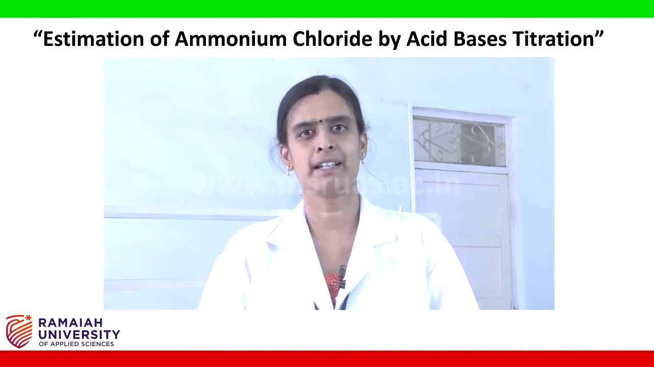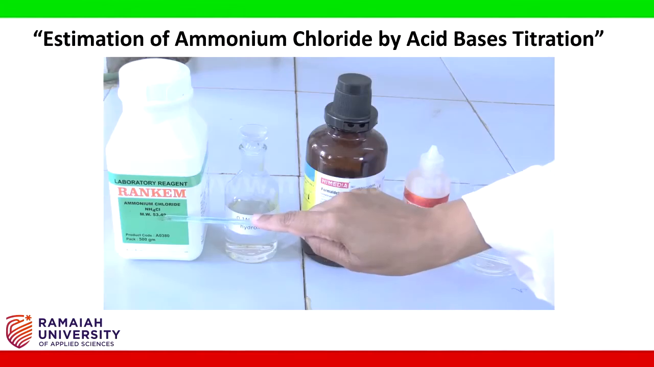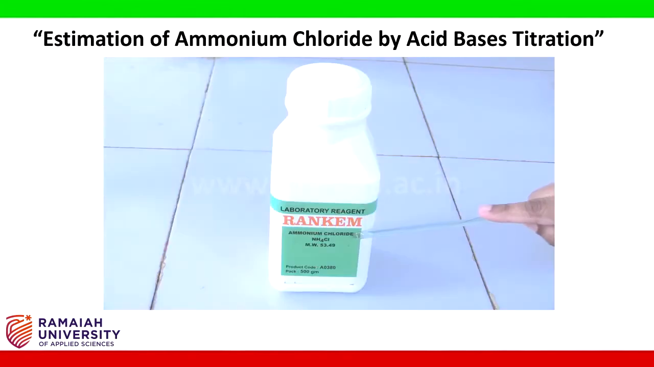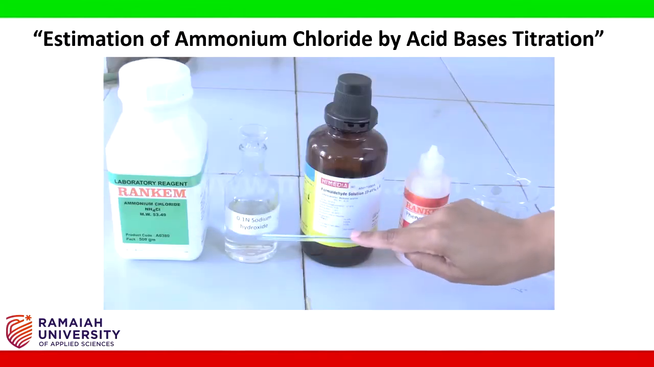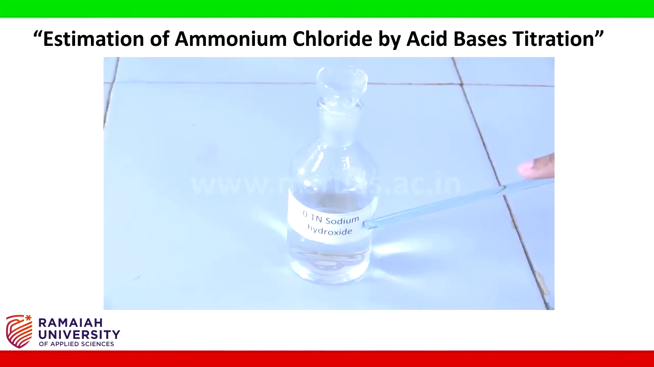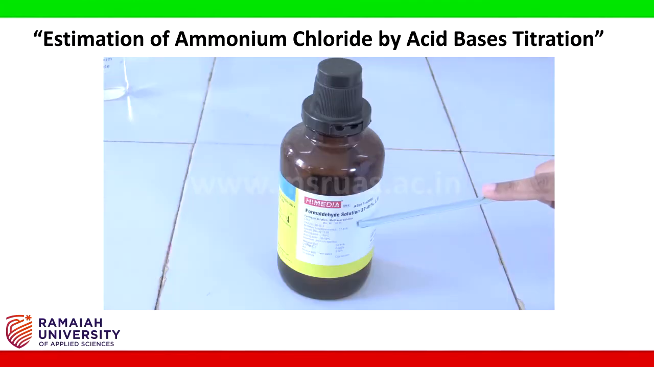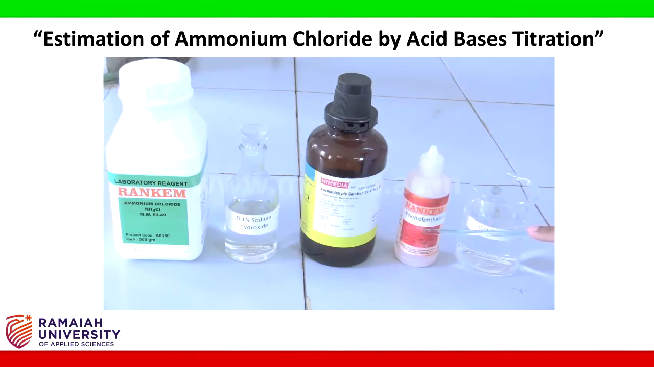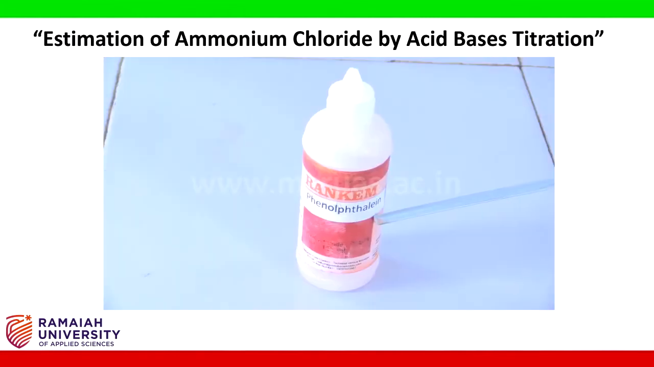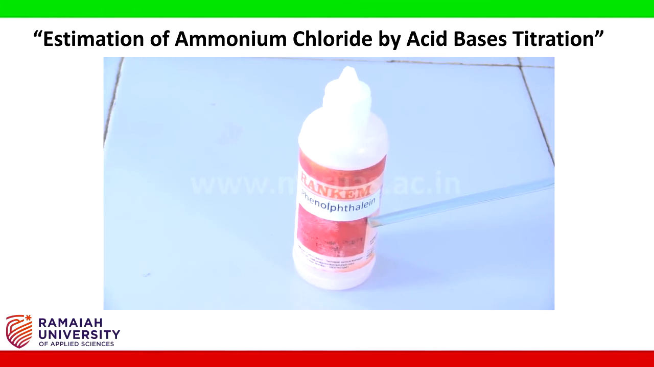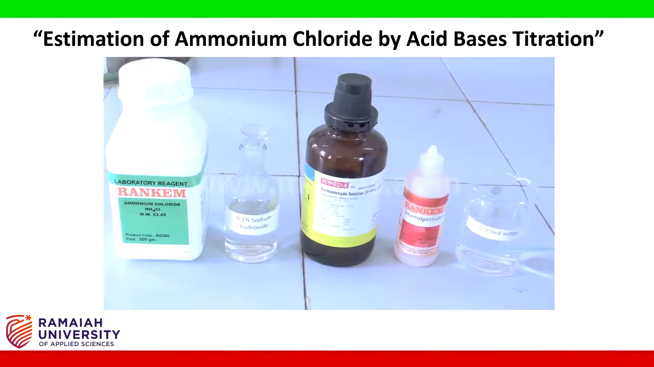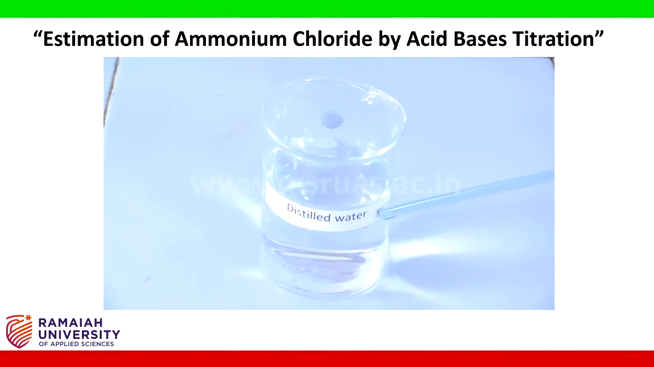The chemicals required for the experiment are ammonium chloride, the sample to be assayed; 0.1 normal sodium hydroxide, the titrant used; formaldehyde solution, used to fix ammonia as hexamine; phenolphthalein indicator, an acid-base indicator used in the titration; and distilled water, used to prepare the sample solution.